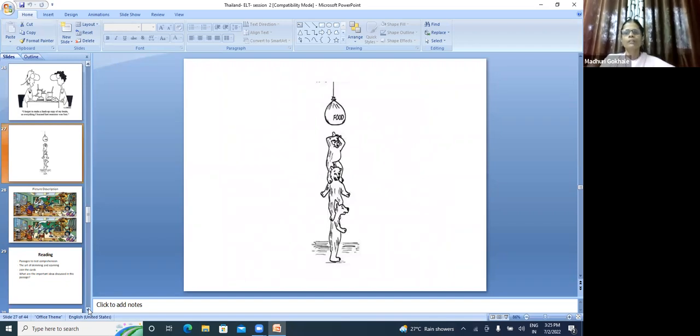You can show them a picture and ask them to speak. Somebody will say, we need to work together. Somebody will say, united we stand, divided we fall. Somebody will say, unity is strength. Somebody will say, learn together. So different ideas can come to your mind through pictures.